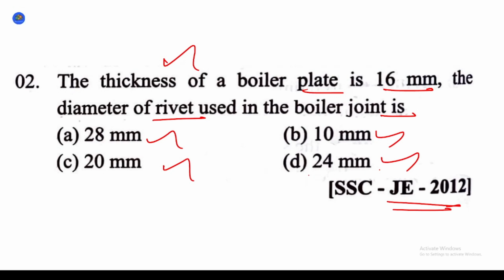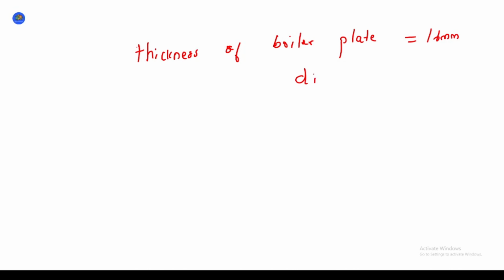So this is a numerical thing which you can do approximately. When you consider the thickness of the boiler plate, it is given as 16 mm in the question, and they are asking you to find out the diameter of the rivet which is being used.